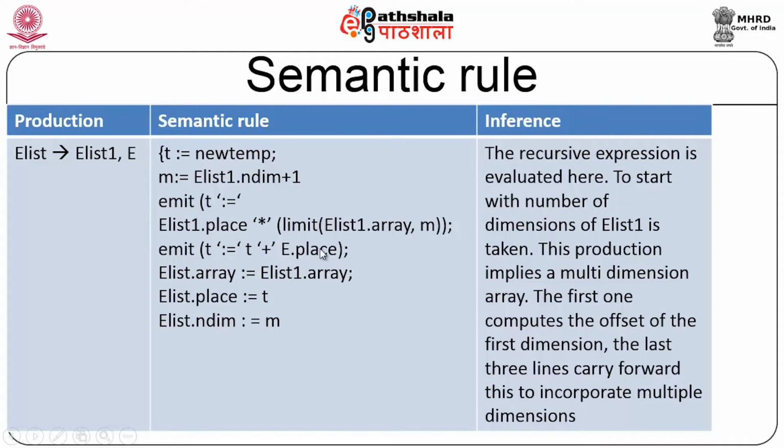So I will increment that, and then E list dot array. Now this array is the same array referred by E list 1 also, I am just assigning it here, saying that both refer to the same array only, and then E list dot place is equal to t, I will assign that, and then I will say E list dot ndim is equal to m. Now this is necessary because subsequent calls have to use this value of m for number of dimensions, that is being computed here as an increment value of 1. So that will be used in subsequent reductions.